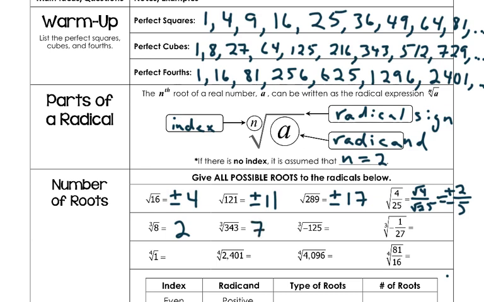Cube root of negative 125. Can we do a negative cube root? Yes, we can. There is no i involved in this. Negative 5 times negative 5 times negative 5 will give us negative 125.